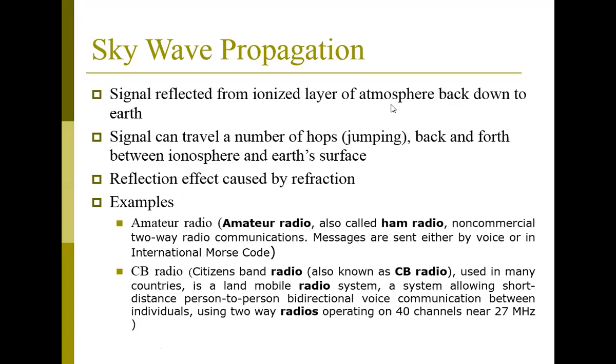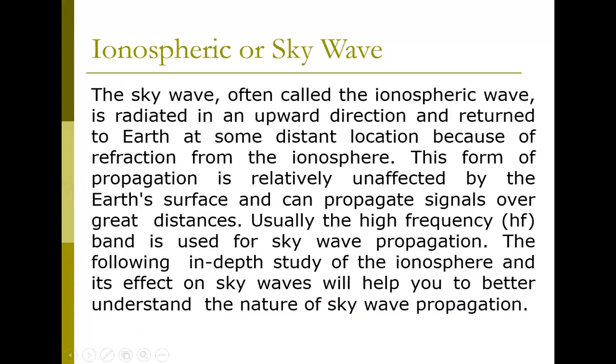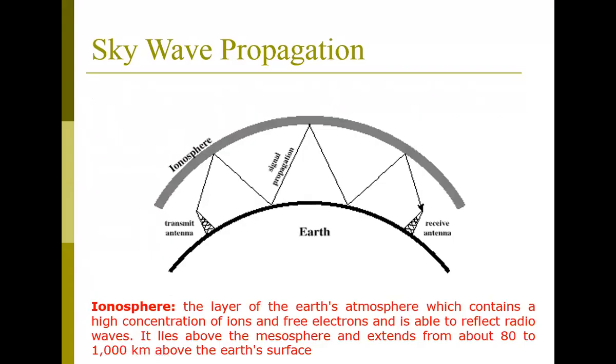Reflected from the ionized layer of the atmosphere back to the Earth. Signal can travel in a number of hops. Why is it said to be hops? See, jumping back and forth. This is basically how the hop is created, jumping back and forth. This is the way of the propagation.